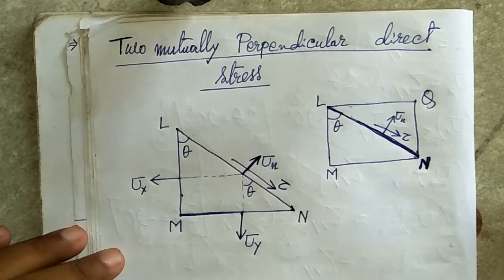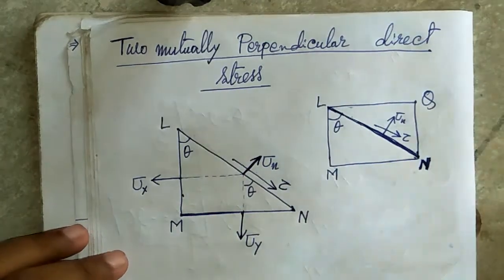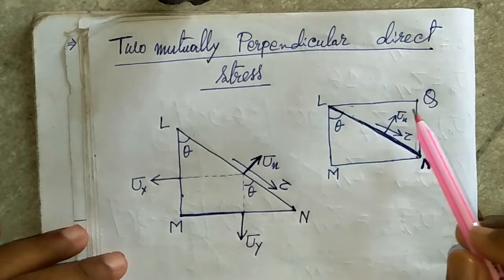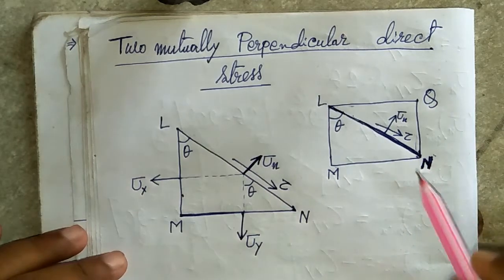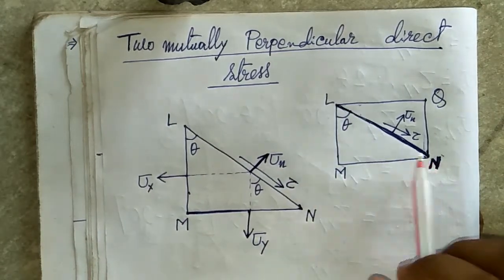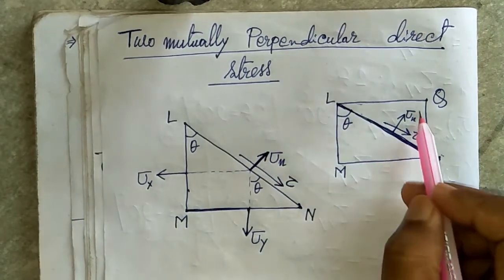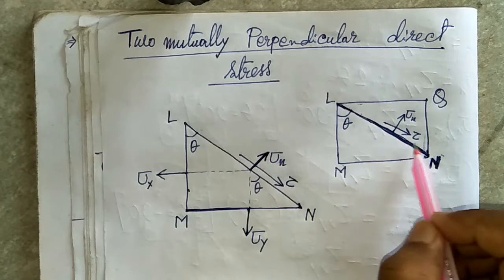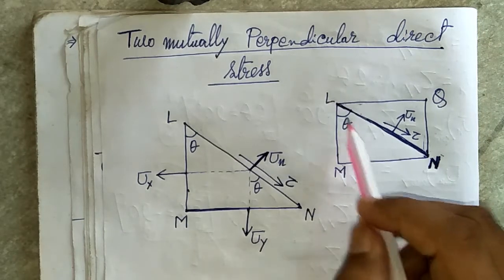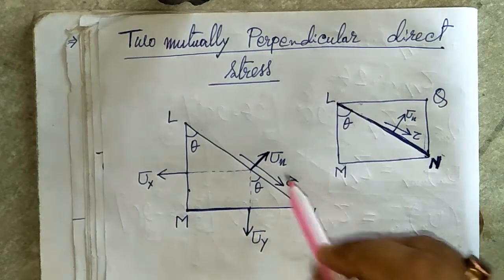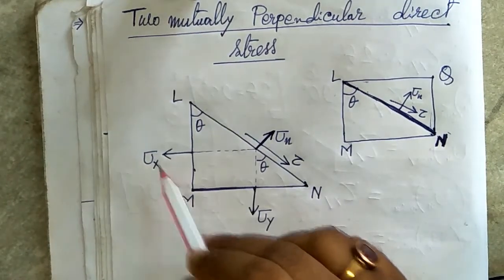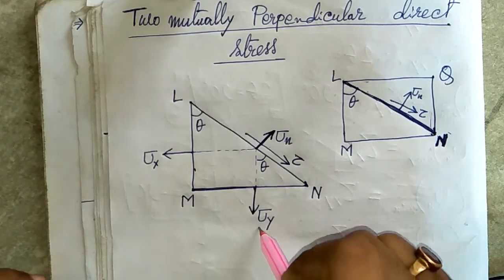So let's talk about two mutually perpendicular direct stresses. As you can see in the right hand side figure, LMNQ is a 3D block where the height is 1, so that becomes 2D, and the LN is a cross section at an angle theta. So let's find out the value of the normal stress and shear stress along this LN plane. The LN plane is inclined at an angle theta with this LM. This is the representation of that triangular block, where the two perpendicular direct stresses, sigma x and sigma y, act.